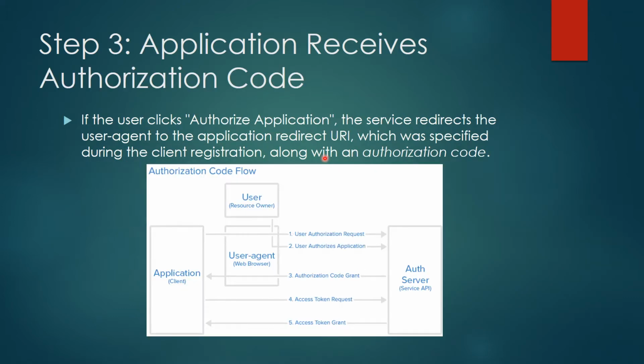So the third step is basically that the application receives the authorization code. If the user clicks authorize, the service redirects the user agent to the application's redirect URI. The very same thing I was explaining to you. So the third step is to redirect to the redirect URI parameter. So the user entered what he needed, everything passed successfully, and now the user is being redirected, right?